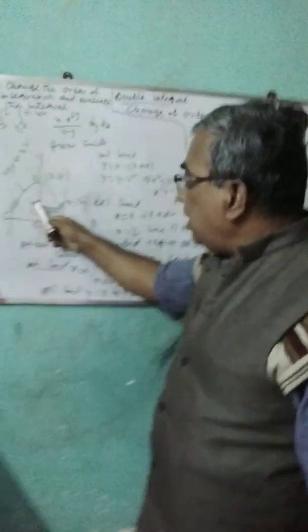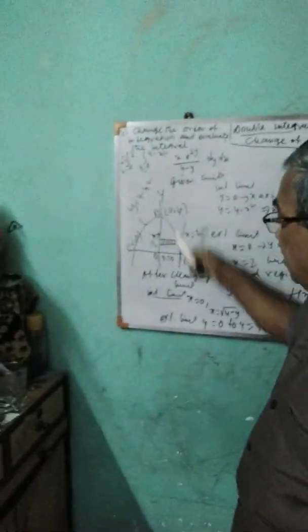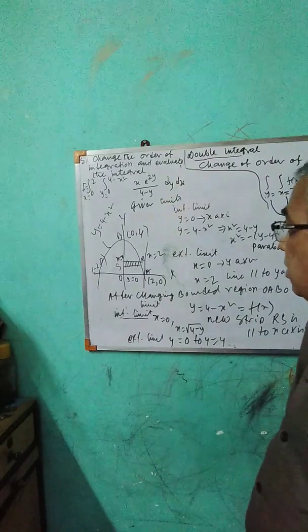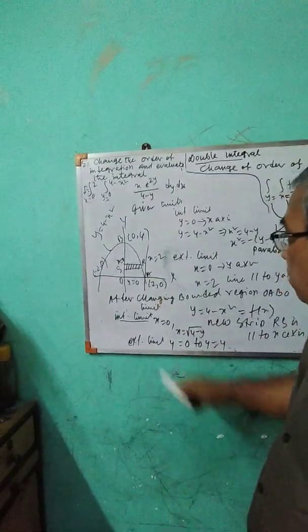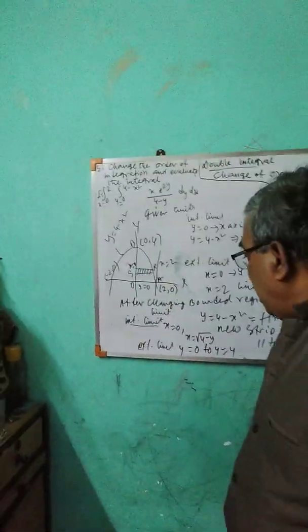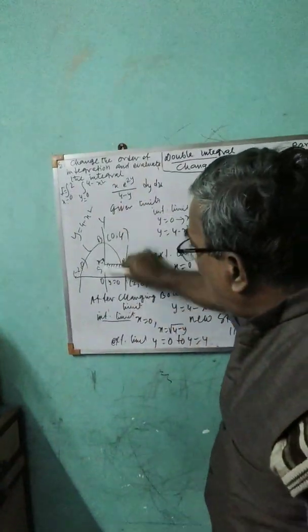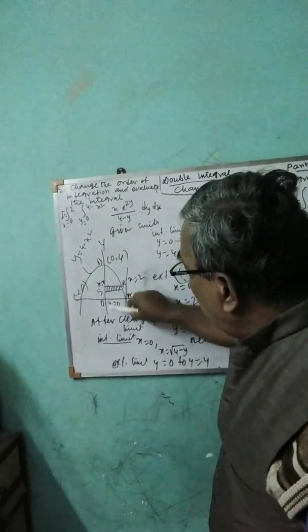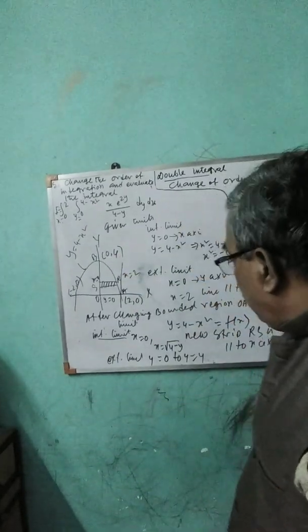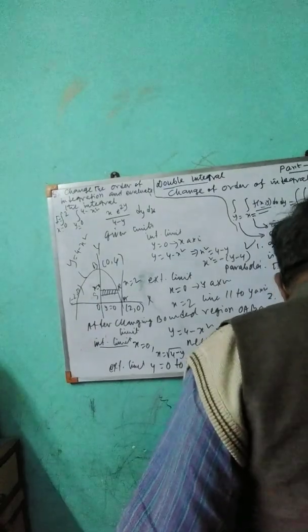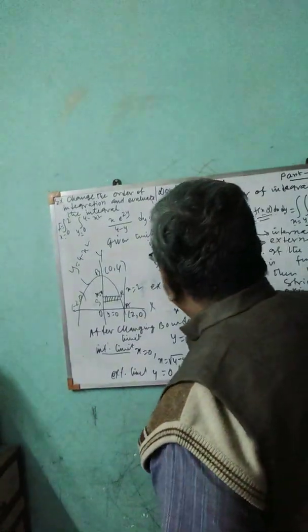This line is x equals 0, and from the parabola we have to find the value of x equals root over 4 minus y. Actually plus minus, but the minus part I am not taking because it is in the first quadrant. So the external limit, if we move the strip up and down, will be y equals 0 to y equals 4. Now I am removing this part.